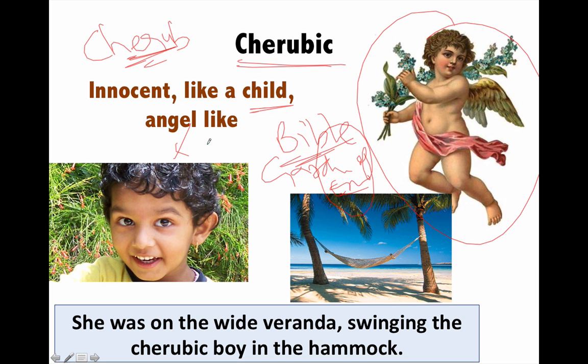For example, look at this girl. She is cherubic. So for example, I have made a sentence also. She was on the wide veranda swinging the cherubic boy in the hammock. This thing is called hammock. Something that is used to swing, and you can lie down here and this will keep on swinging mildly and you can enjoy the wind, and that is sailing across the beach. So she was on the wide veranda swinging the cherubic boy in the hammock.